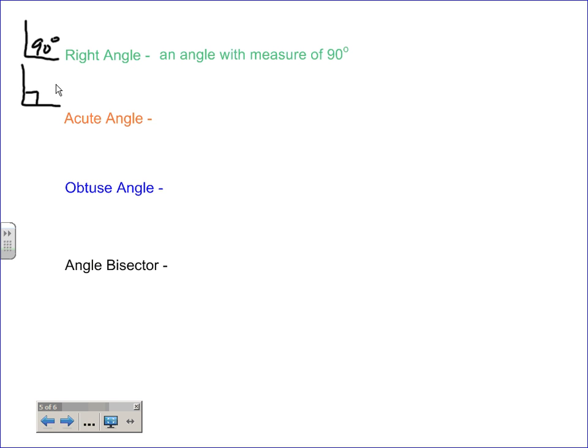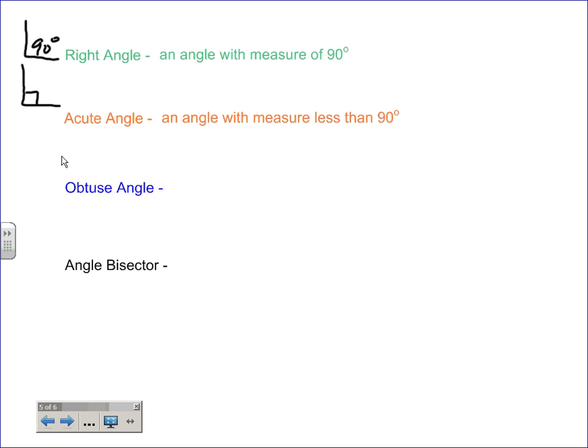An acute angle. We should probably say greater than 0, but I think that's understood, because in here you don't need to worry that angles can actually go negative. It's an advanced math topic. But measure less than 90, we'll just stick with that.